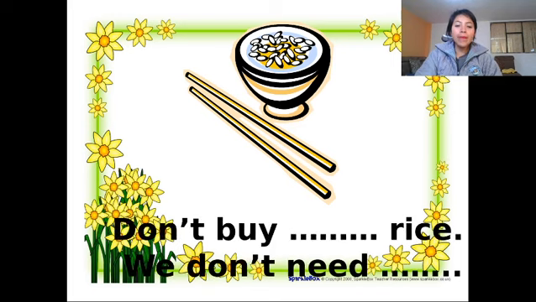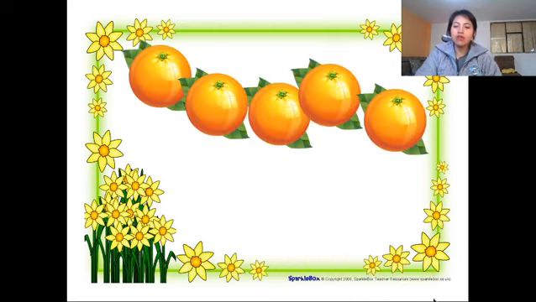Now we have here rice, of course. Don't buy rice. We don't need, right. If we have negative, we are going to use any, of course. And the second one, we have negative, of course, we are going to use any. Don't buy any rice. We don't need any. No compres arroz. No lo necesitamos, right? Maybe because we have a lot. Tal vez porque tenemos, right?